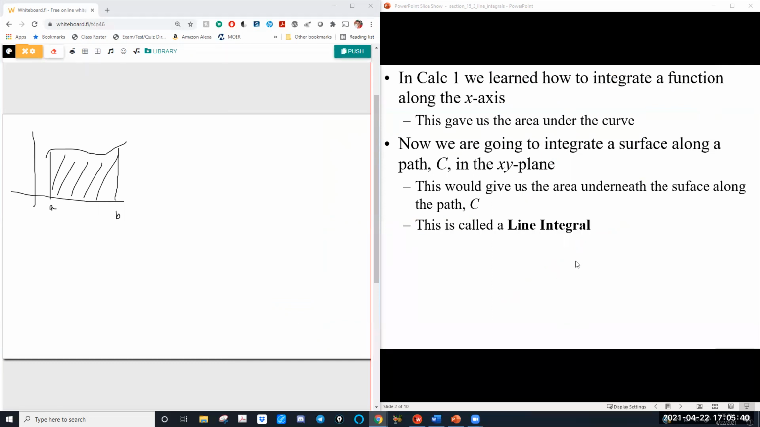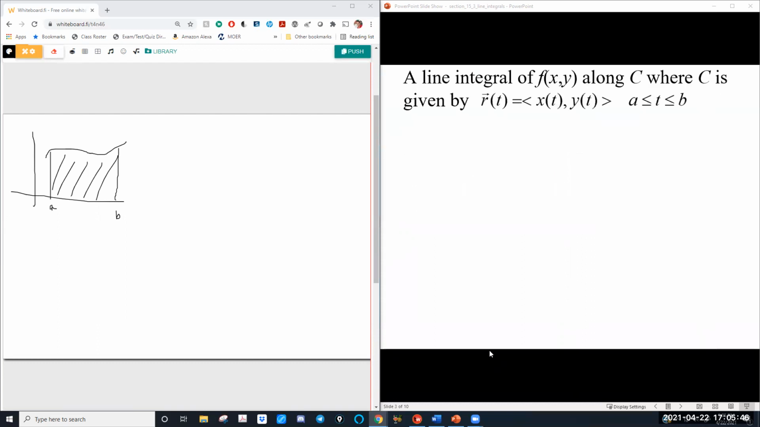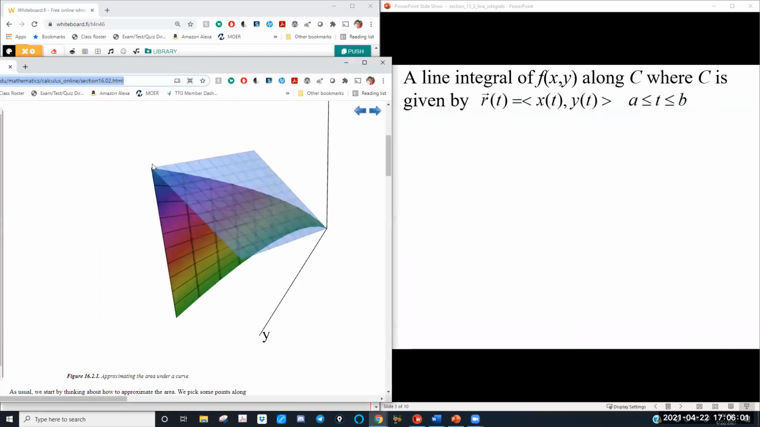That's what a line integral, in general, gives us. Now, what does a line integral look like? Well, first off, if we have a line integral of some function f of x, y along C, where C is that path, C is that curve. So let me bring our drawing back over. C would give this curve right here.